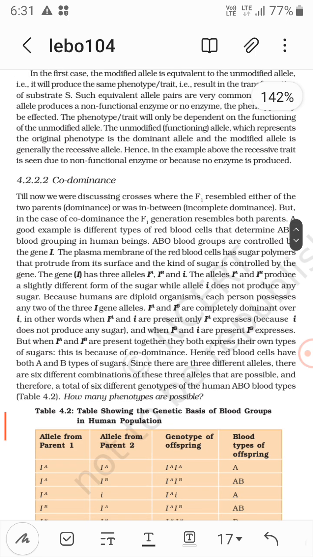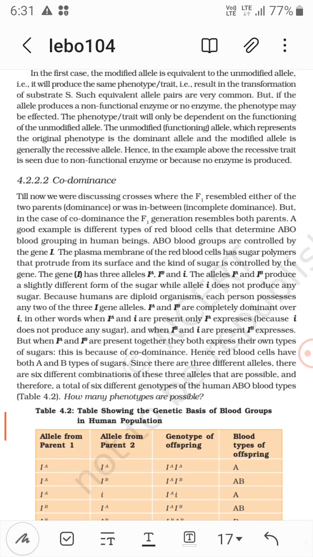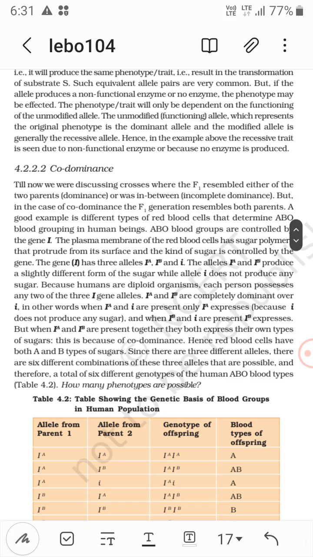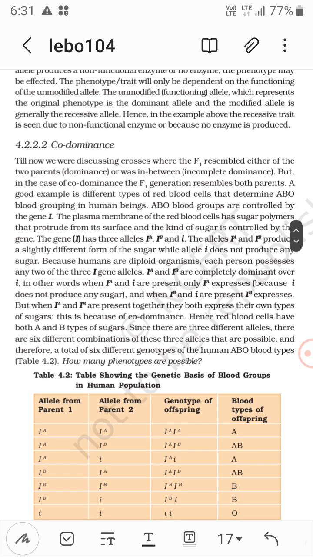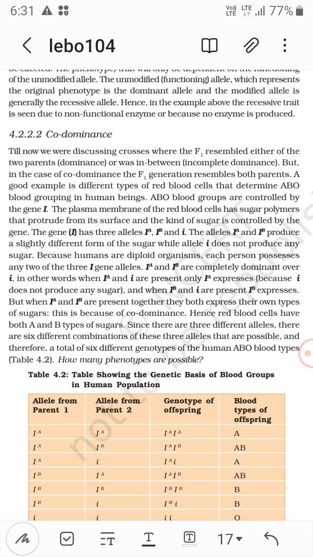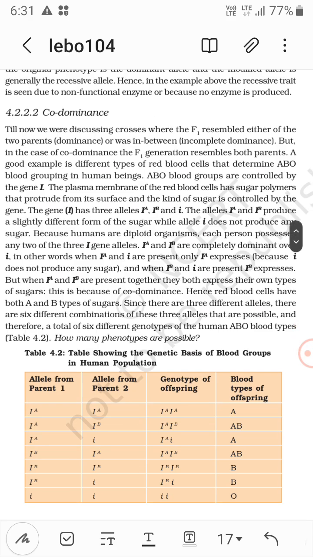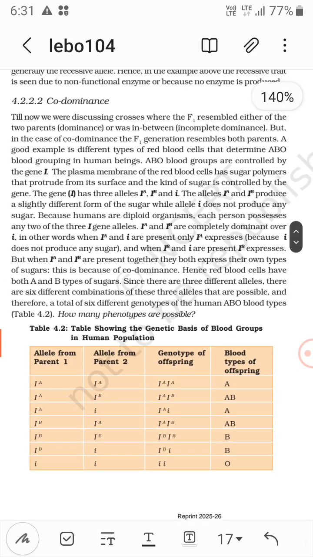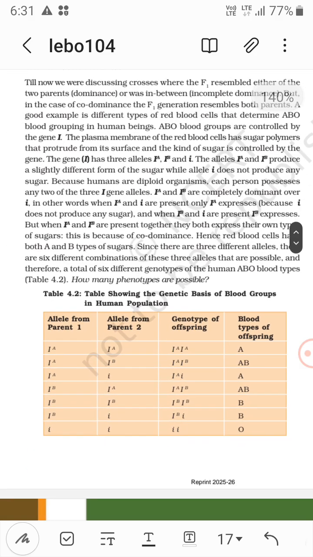But when IA and IB are present together, they both express their own types of sugar. This is an example of codominance. Hence red blood cells have both A and B types of sugars. Since there are 3 different alleles, there are 6 different combinations of these 3 alleles that are possible, and therefore a total of 6 different genotypes of the ABO blood types.